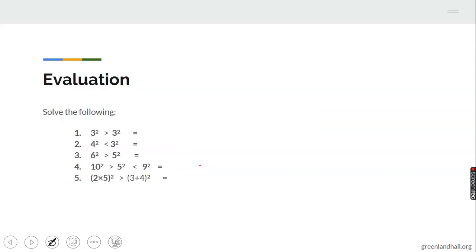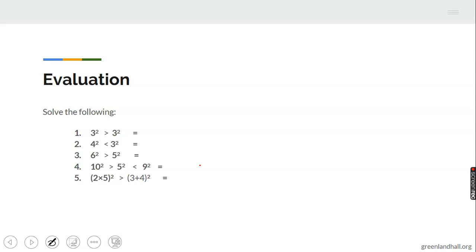Evaluation. You have to solve these questions. 3 square, you see, greater than means what? Then 3 square again. You show your workings and get your answer. Here we have 4 square. Look at the sign. Less than 3 square is what? The less than means what? Is it addition or subtraction? Put it there and get the answer.